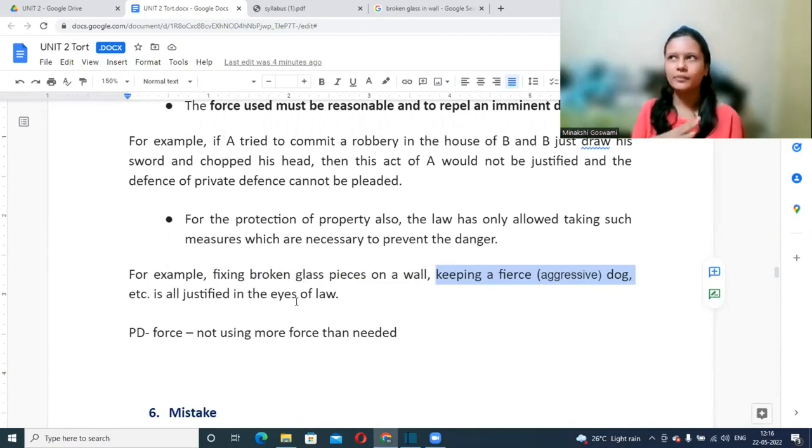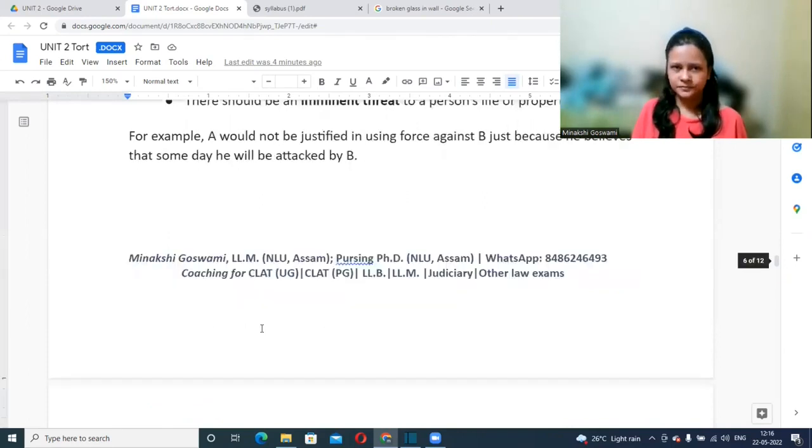But it should not happen that you are preparing some trap, like you have fixed an electricity connection in your entire boundary wall. It might happen that a person normally walking on the footpath simply touches your wall. It's not that the person has any bad intention, but the person would end up dying. So that's not justified. What is justified is that how much ever is required, that much only you can use. Okay.